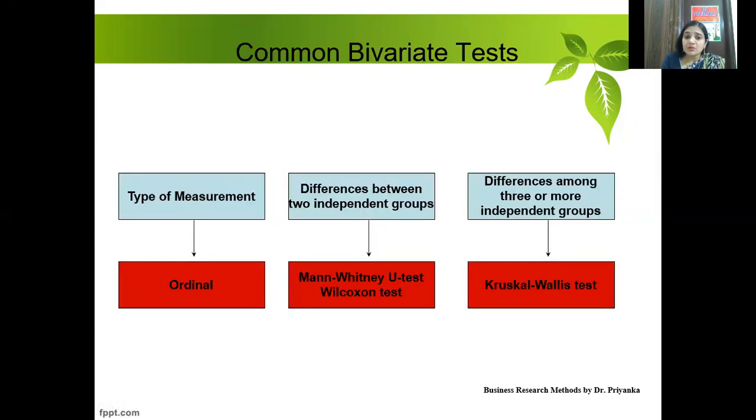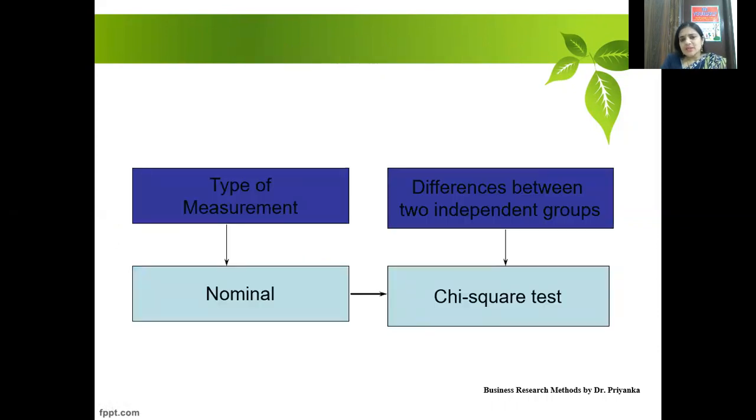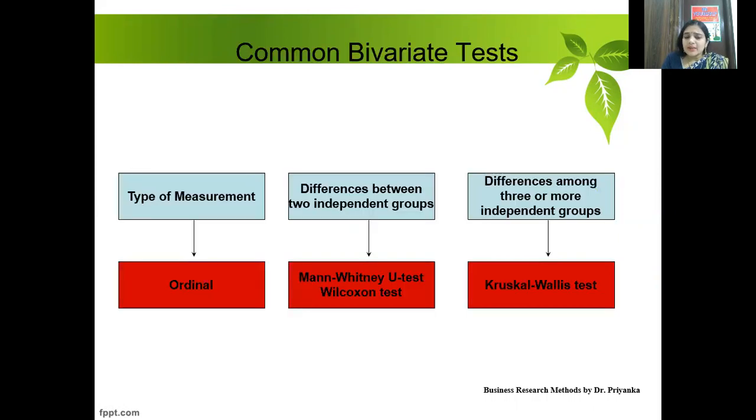Then when we have our data as ordinal, we have discussed the chi-square test in our last presentation, which is why we are not going to discuss it here. When it comes to ordinal data, we use non-parametric tests. Whenever differences between two independent groups are to be measured, we will use the Mann-Whitney U-test or Wilcoxon test. And for differences among three or more independent groups, that means three categories, the Kruskal-Wallis test would be used.